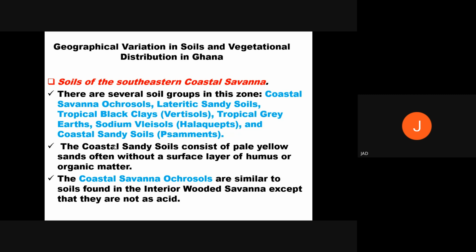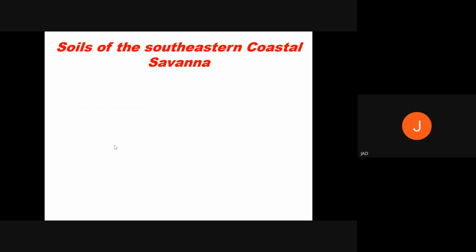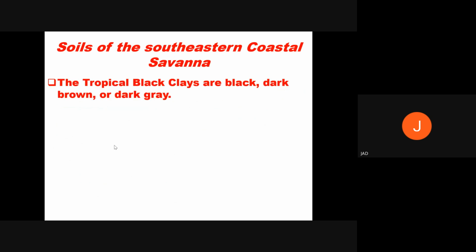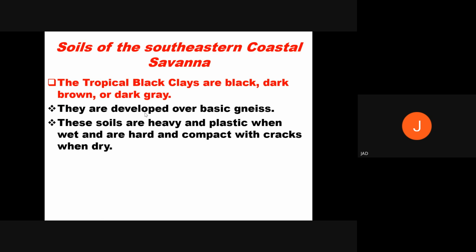The coastal savanna clays are similar to the soil found in interior wooded savanna, except that they are not as acidic. So the tropical black clays, or black or dark brown or dark gray, this word it should be gray. It's not like that. Please check the spellings. It's not A, it's E. They are developed over basic rocks.